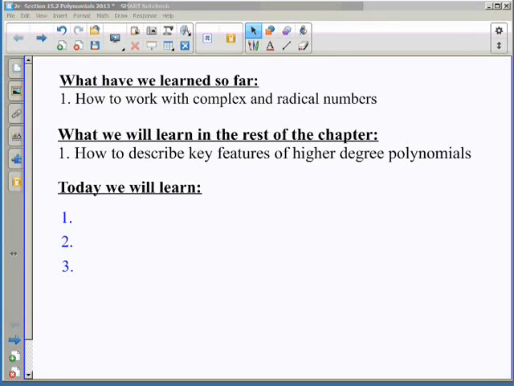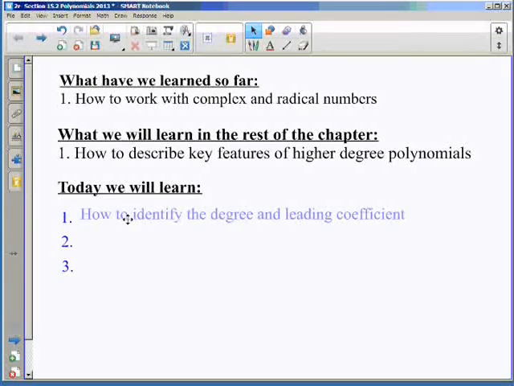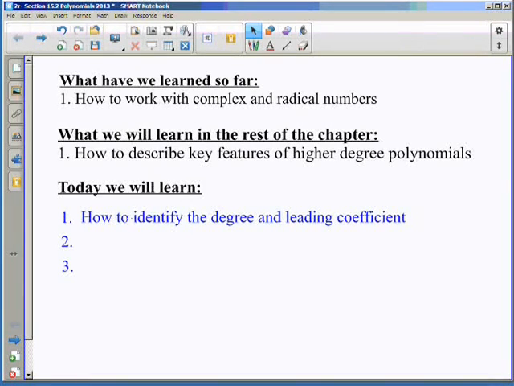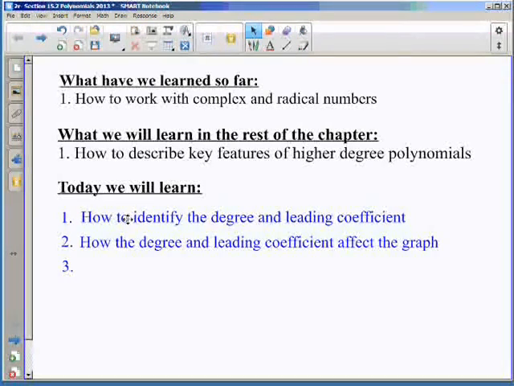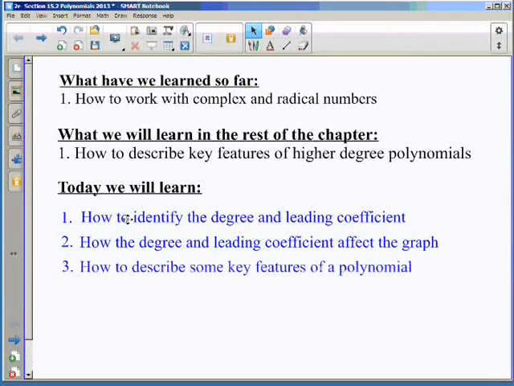You've seen them as linear, quadratic, maybe even cubic. And then later in the chapter we'll do something with rationals, which means similar functions but negative exponents. So, to get going here, today what we want to learn is how to identify the degree and leading coefficient of a polynomial, how the degree and leading coefficient will affect the graph, and how to describe some key features of a polynomial.